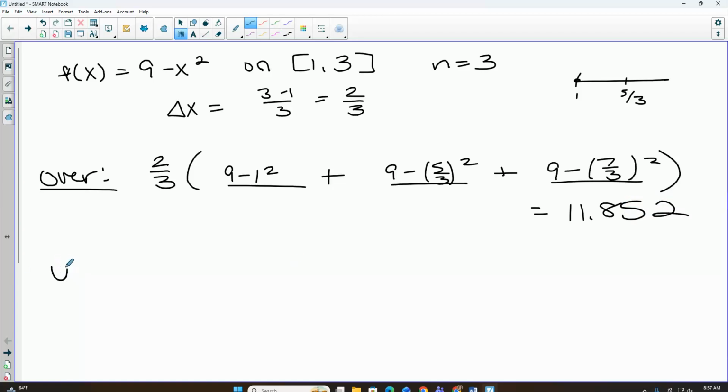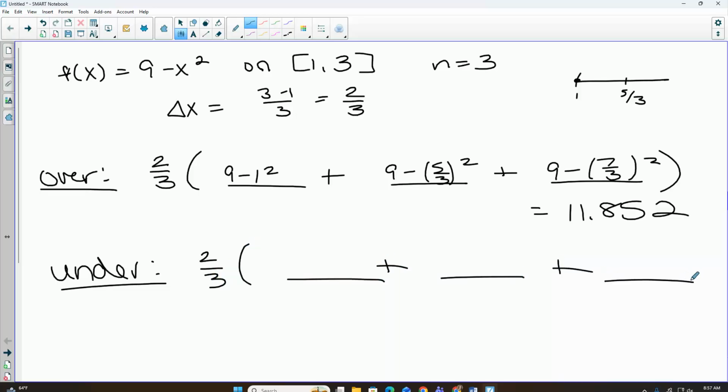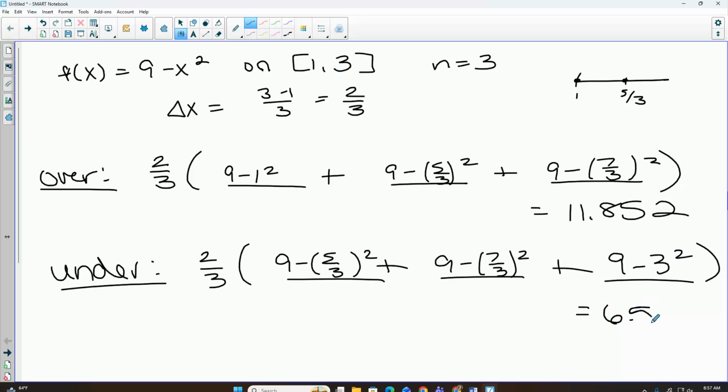My under approximation, so width is still 2/3. We're adding up 3 things. All right, so that would be starting at the right-hand sum. So the first one would be the 5/3. Remember, the only difference is the first and last point. So if I go up 2/3, the next one would be 7/3. Go up 2/3, that would be 9/3, which is just 3, and that's the end of my interval. And so when you plug those in and add them up, you get 6.519. So that is our over and under approximation.